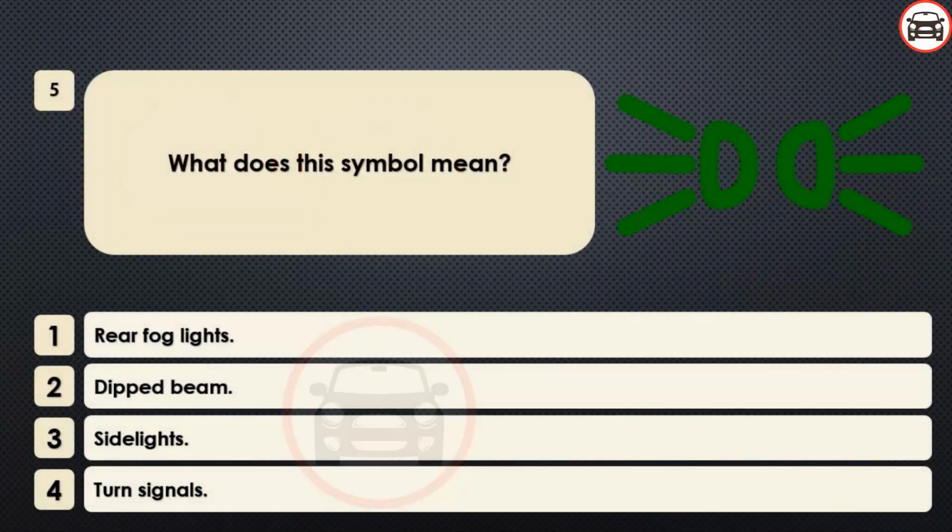What does this symbol mean? 1. Rear fog lights. 2. Dip beam. 3. Side lights. 4. Turn signals.